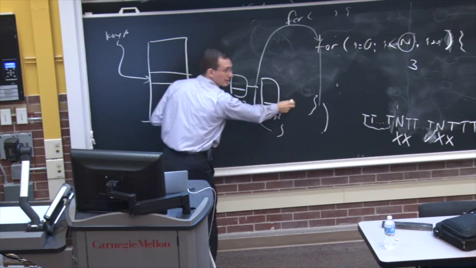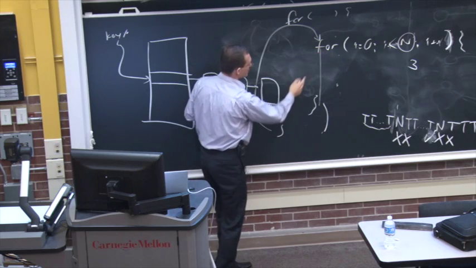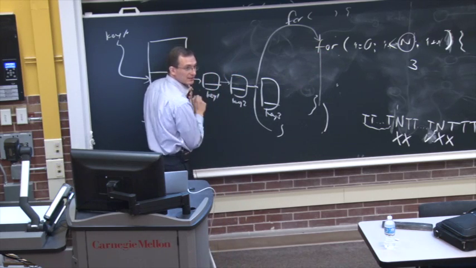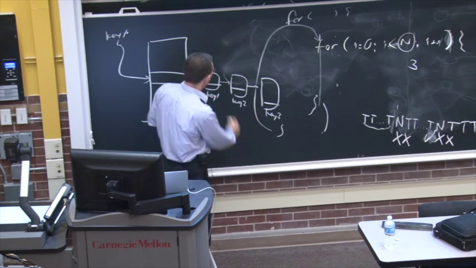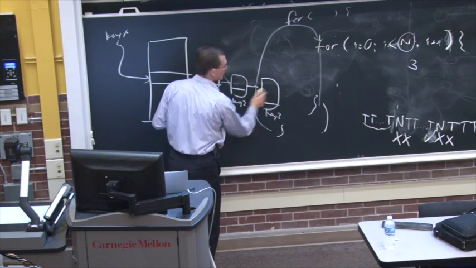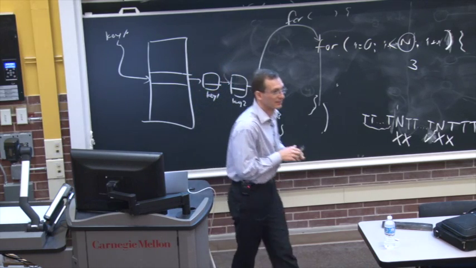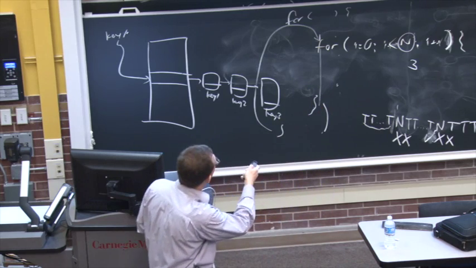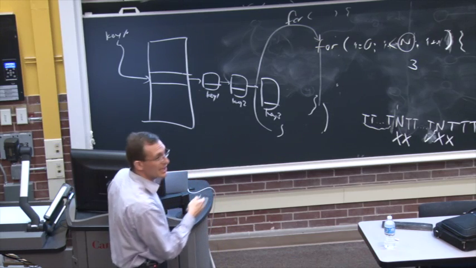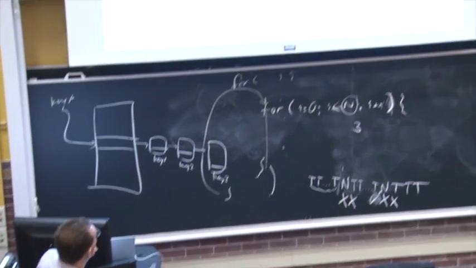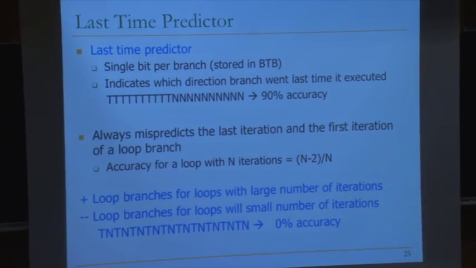If this linked list is relatively short, this loop may not iterate a lot, right? If your hash table is nicely balanced. So you may have a while loop where the iterations are few. Not all programs operate on huge arrays. Okay? So in that case, this may be bad. Okay, so this is great for loop branches for loops with a large number of iterations. But for loop branches with a small number of iterations, and this is the worst case for that, it's not good.